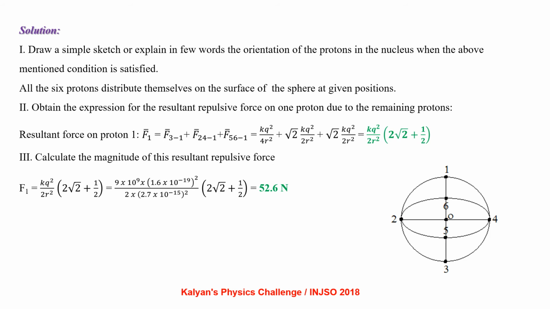Let's calculate the resultant force on proton 1: F1 bar equal to F31 bar plus F241 bar plus F561 bar. Kq square by 4r square plus root 2 times kq square by 2r square plus root 2 times kq square by 2r square, which simplifies to kq square by 2r square of (2 root 2 plus 1 by 2). Calculate the magnitude of this repulsive force. Substitute the numerical values corresponding to charge and distance. We have the magnitude of force to be 52.6 Newton.